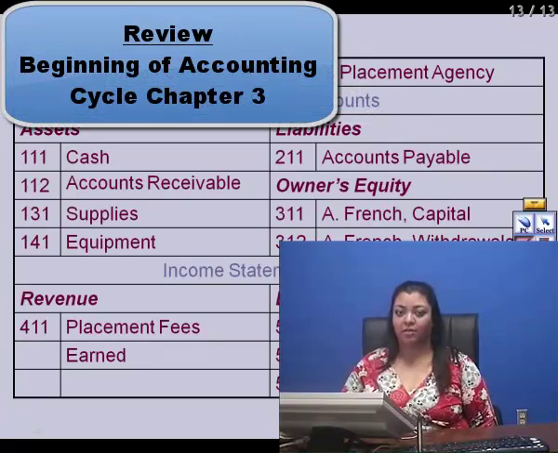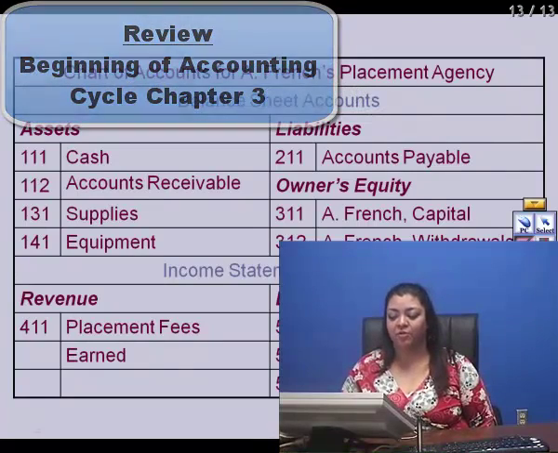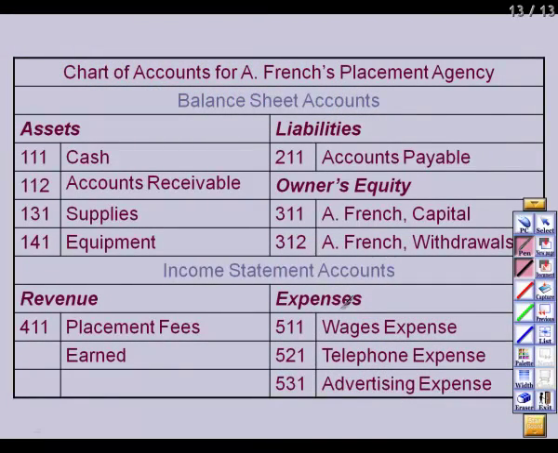I'll be reviewing the beginning of the accounting cycle from Chapter 3. Here we have an example of a chart of accounts for a franchise placement agency. You notice that all his accounts are labeled according to their group. Here we have assets, and you have cash, accounts receivable, supplies, and equipment. Since they are all assets, they are all labeled by the same number. If you notice, they all begin with 100.